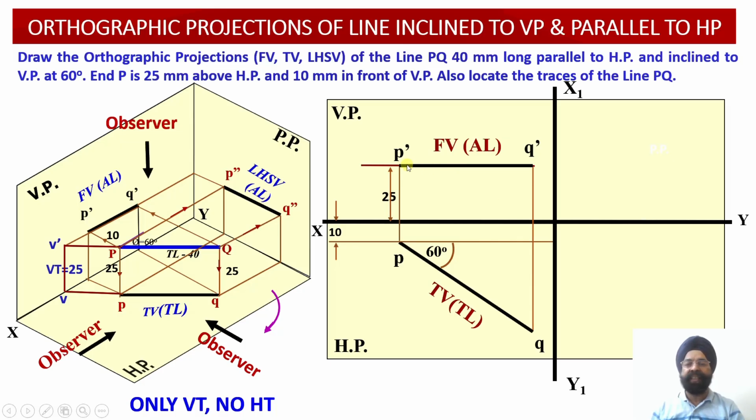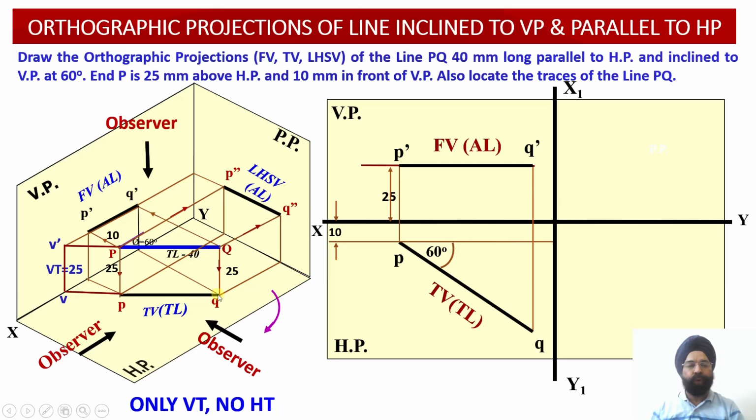Since this line is parallel to the horizontal plane, it is not going to intersect with the horizontal plane. So no horizontal trace will be available in this particular situation. So we are going to evaluate the vertical trace of the line. In order to evaluate the vertical trace, we can see that we do not have the spatial location of the line PQ in the 3D projection. Rather, we have the orthographic projection PQ of this line in the top view.